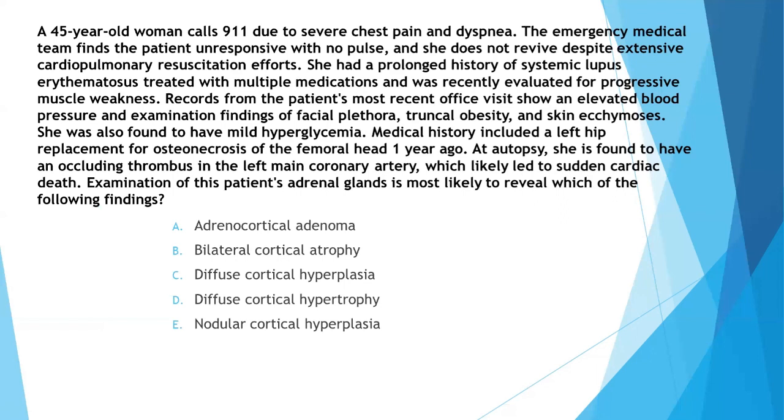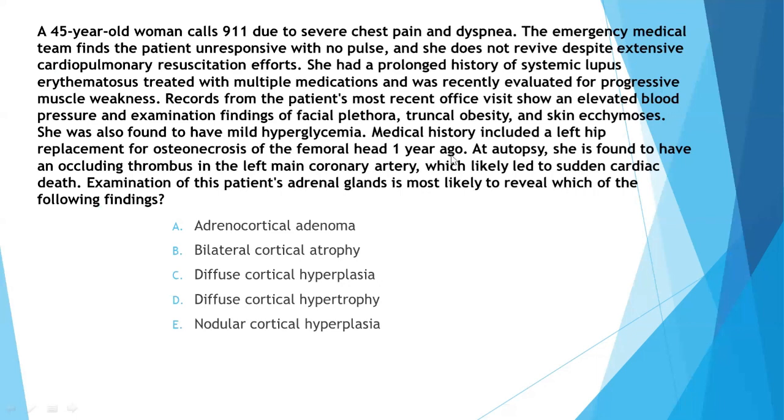Now let's talk about one more question before we finish this lecture. Examination of this patient's adrenal glands is most likely to reveal which of the following findings? A 45-year-old woman calls 911 due to severe chest pain and dyspnea. The emergency medical team finds the patient unresponsive with no pulse, and she does not revive despite extensive cardiopulmonary resuscitation efforts. She had a prolonged history of systemic lupus erythematosus, treated with multiple medications, and was recently evaluated for progressive muscle weakness. The records from the patient's most recent office visit show elevated blood pressure and examination findings of facial plethora, truncal obesity, and skin ecchymosis. She was found to have mild hyperglycemia too.